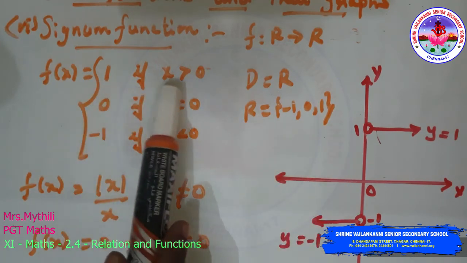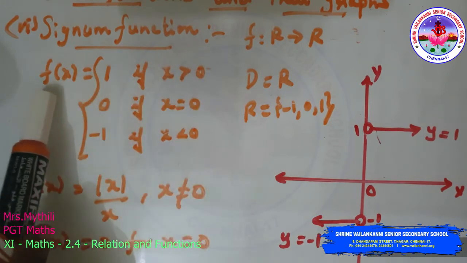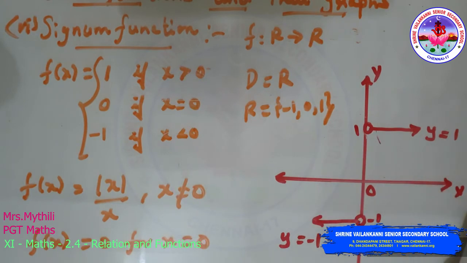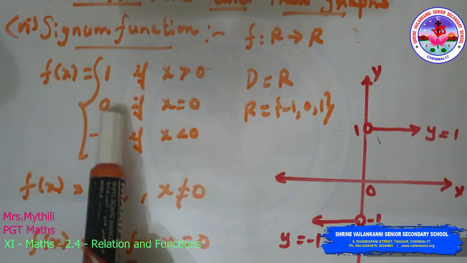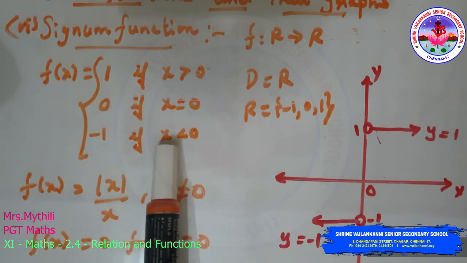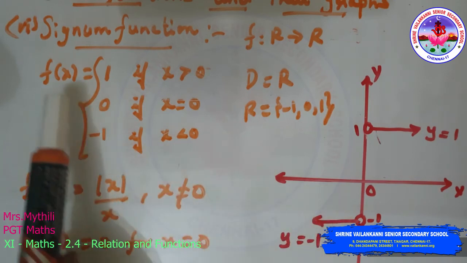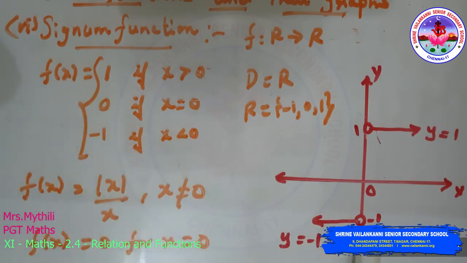So when x is greater than 0, f of x, that is y, equal to 1. x greater than 0 means the positive side, the first quadrant, so y equal to 1. Then when x is 0, y equal to 0. Again, when x is less than 0, that is when x is negative, then f of x, that is y, equal to minus 1. So we have drawn the graph of the signum function.